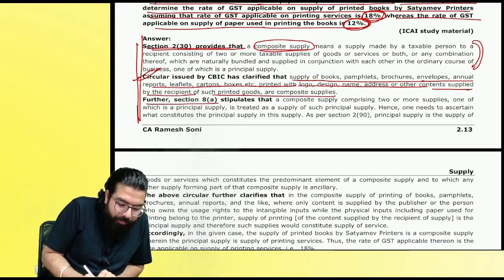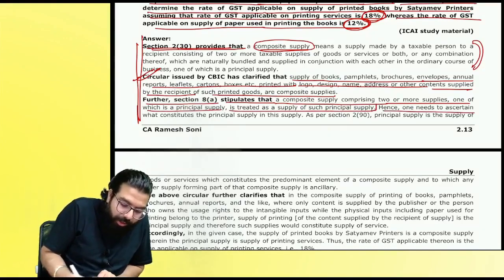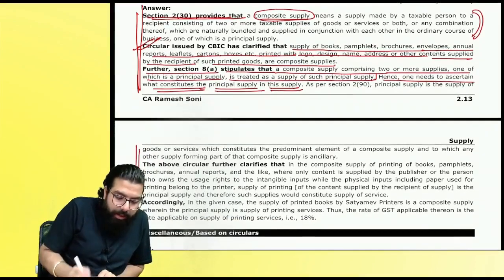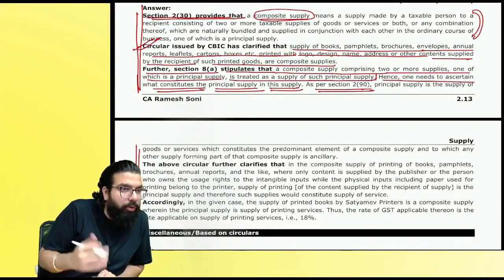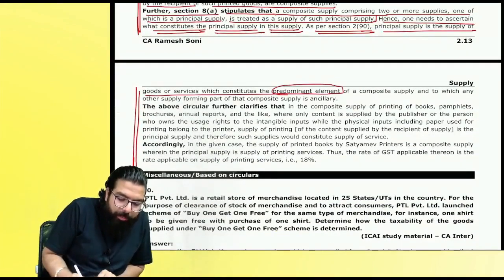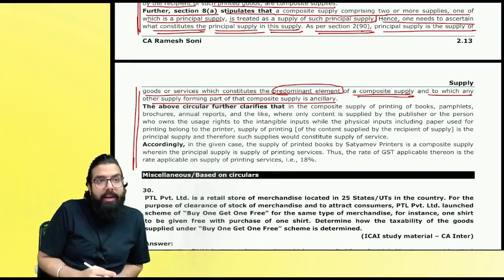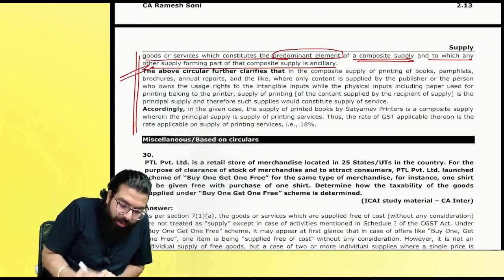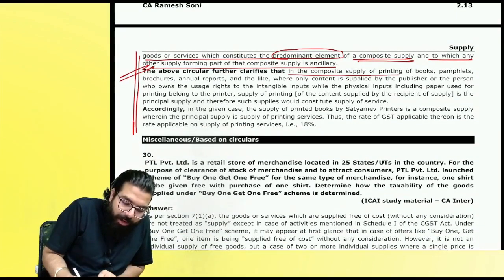Further, section 8A stipulates that a composite supply comprises two or more supplies, of which one is principal, and it is to be treated as supply of the principal supply. Hence, one needs to ascertain what constitutes the principal supply. Are we clear? As per section 2(90), you don't have to write so much. You can write: principal supply means supply of goods or services which constitutes the predominant element of a composite supply and to which any other supply is ancillary.